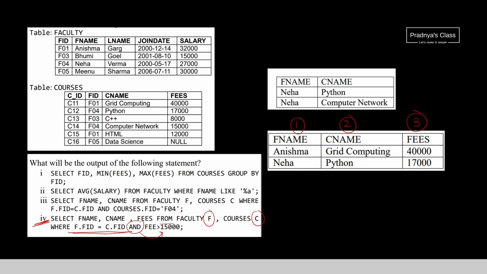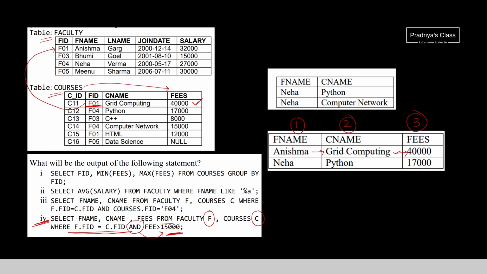Fees should be greater than 15,000. CNAME and fees we will be getting from the courses table and FNAME we will be getting from the faculty. So let's try to match it. In the first record, the fees is 40,000, which means it satisfies the criteria as it is greater than 15,000. For that fees, we will be printing CNAME, that is grid computing, and the name we will be getting from the faculty. Let's find out the name for this faculty F01, that is Anisha. So we got this record: Anisha, grid computing, and the fees is 40,000.